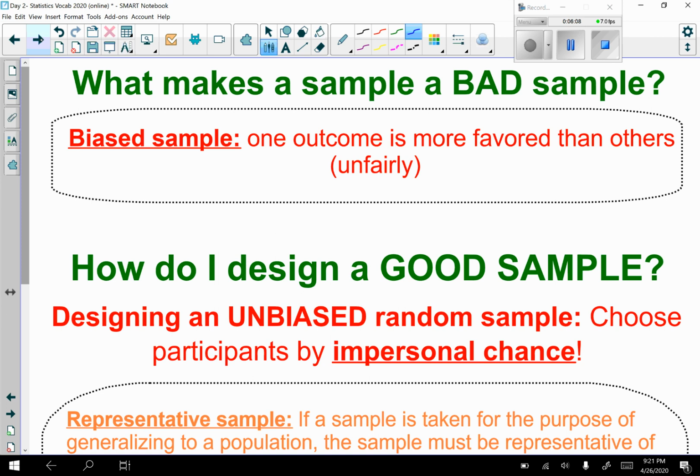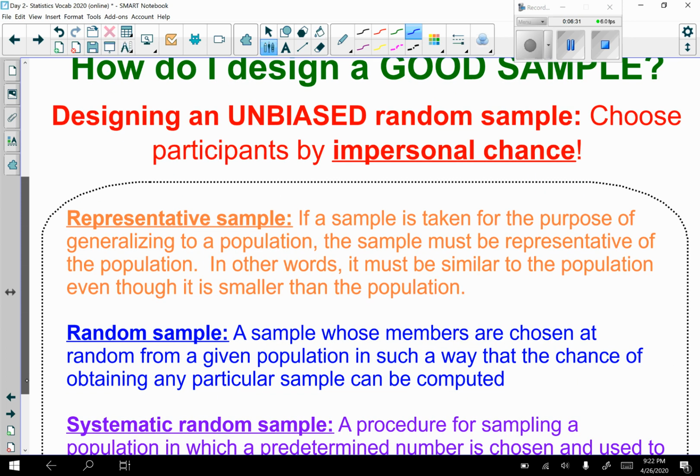So what makes a sample a bad sample? A biased sample is one where one outcome is more favored than others. So bias is unfair. So how do we design a good sample? While designing an unbiased random sample, we want to choose participants by impersonal chance. So I want to have a good representative sample, which is if a sample is taken for the purpose of generalizing to a population, the sample must be representative of the population. In other words, it must be similar to the population even though it is smaller than the population.